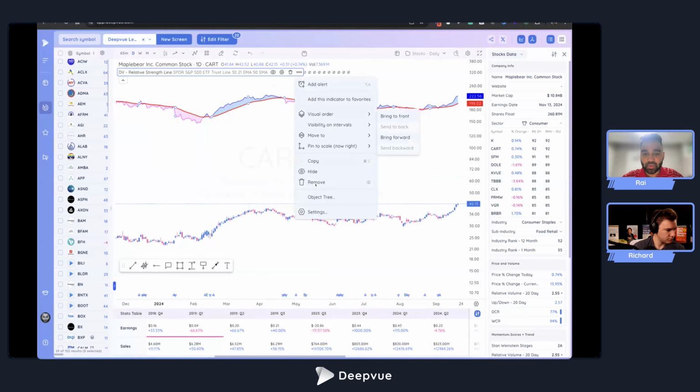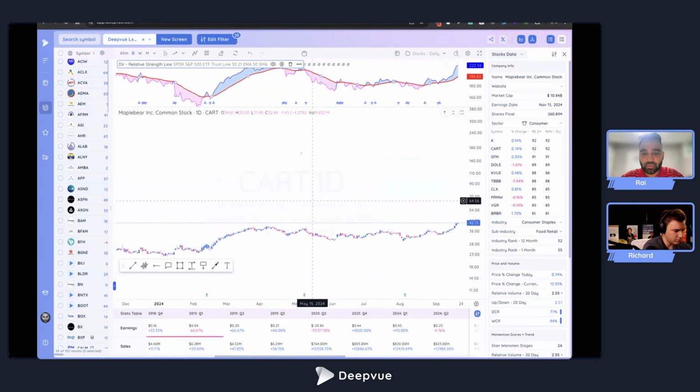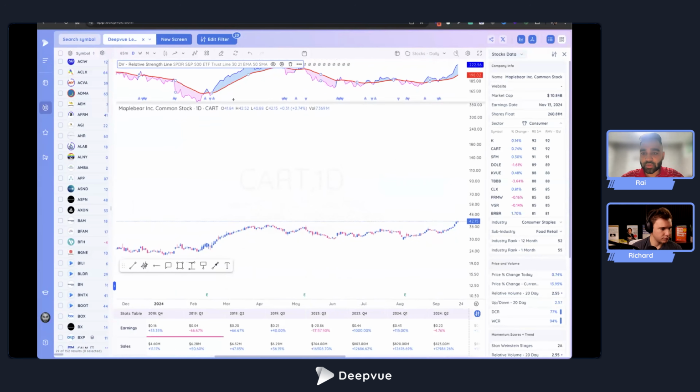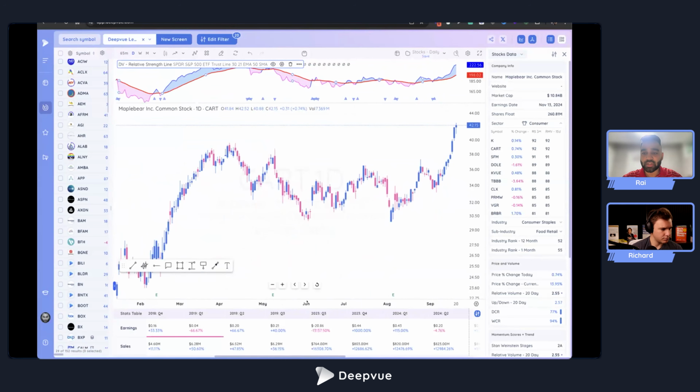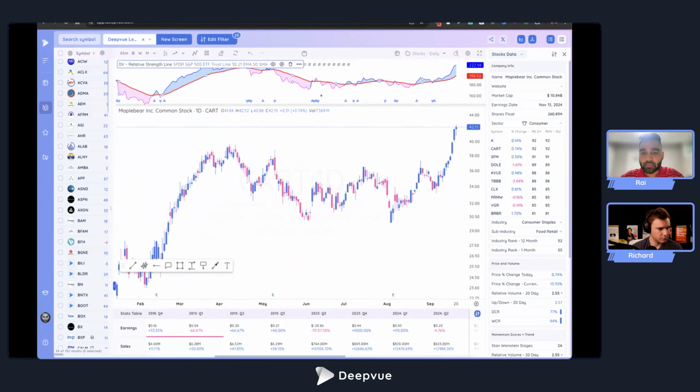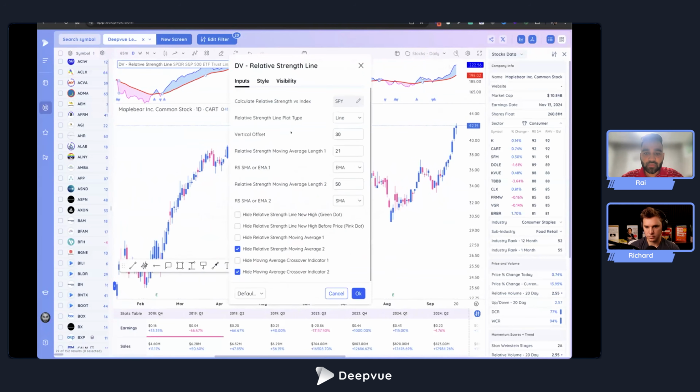When you click these three dots, you'll have a full menu that shows up right here. What I tend to do is move my relative strength line to a new panel. You could think of these as separate panels within the charting module, and you could click new pane above. That will create a new panel at the top of your charting module, and it will put the relative strength line separated from your price action so that your price action doesn't get really squished.